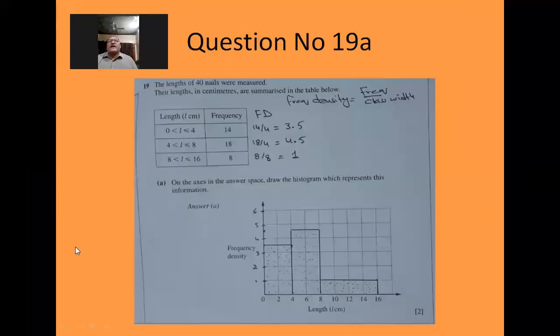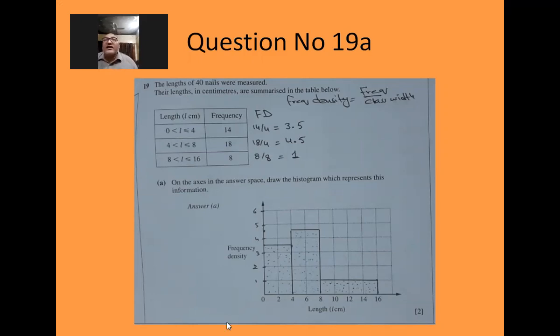Okay, so question number 19, A part. You can see here that frequency density is equal to frequency divided by class width. The class width is 4, this class width is 4, and this class width is 8. So 14 divided by 4 will be 3.5. 18 divided by 4 will be 4.5. 8 divided by 8 will be 1. So the frequency density for the first class is 3.5. For the second class, it is 4.5. And for the last class, it's 1.